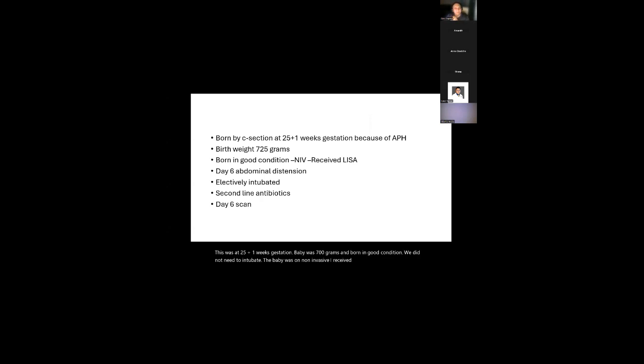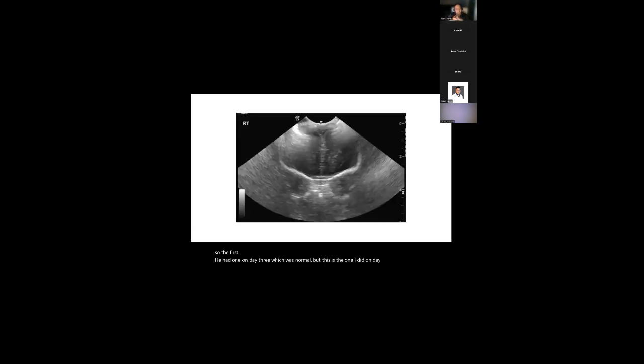Brilliant. Then on day 6, the baby developed abdominal distension. Since we couldn't increase the respiratory support and were worried about the abdomen, we electively intubated the baby and started second-line antibiotics. The first scan, on day 3, was normal, but this is the one I did on day 6. It was done with the radiology department machine. That's why it's good.